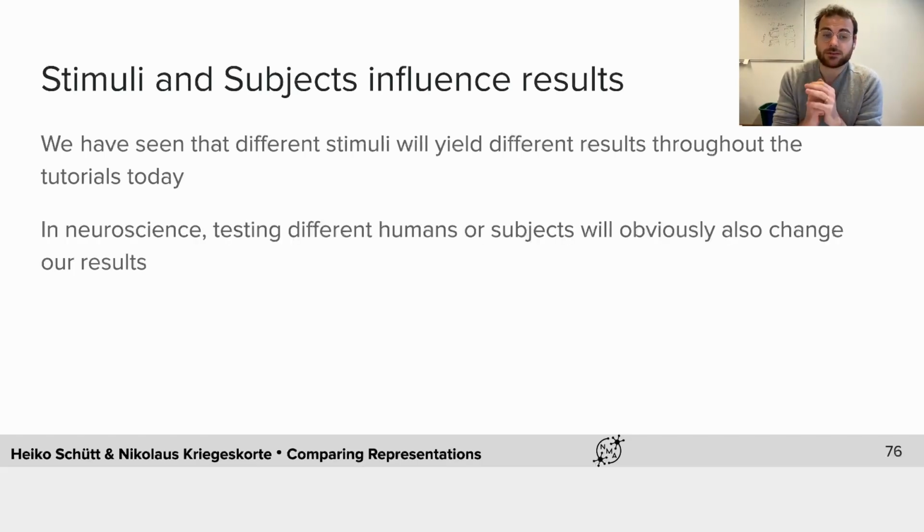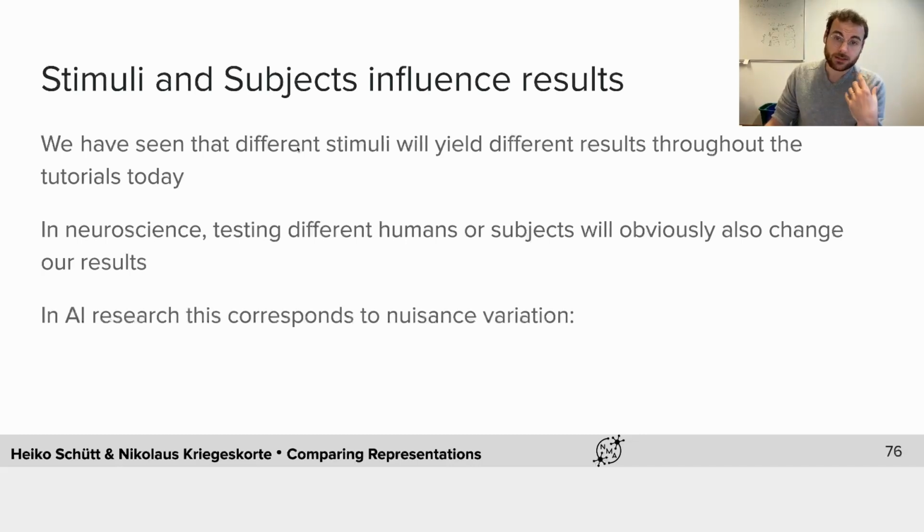In neuroscience, it's also very intuitive that there will be different results if you run this for different humans or subjects, as different people have slightly different brains, and there will be measurement error and different configurations in the brain and all kinds of that. And this will result in some variation of the results, and we want to generalize to the general population of subjects.